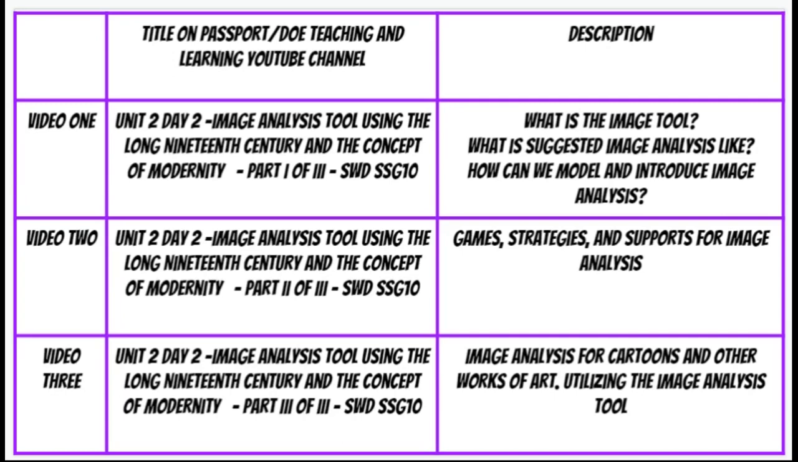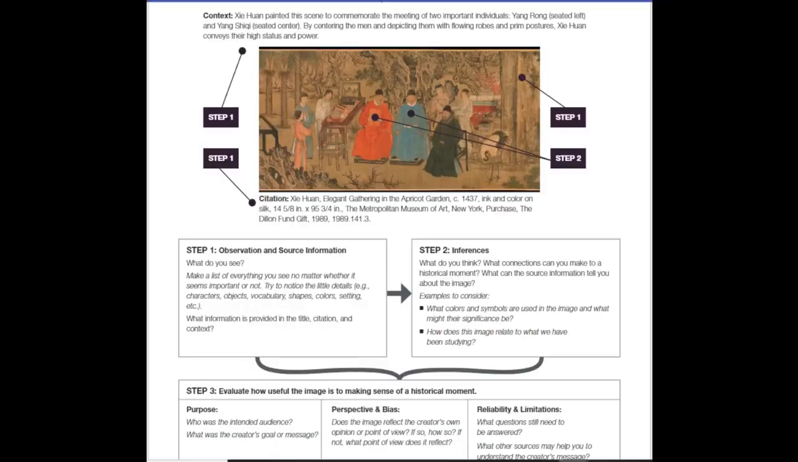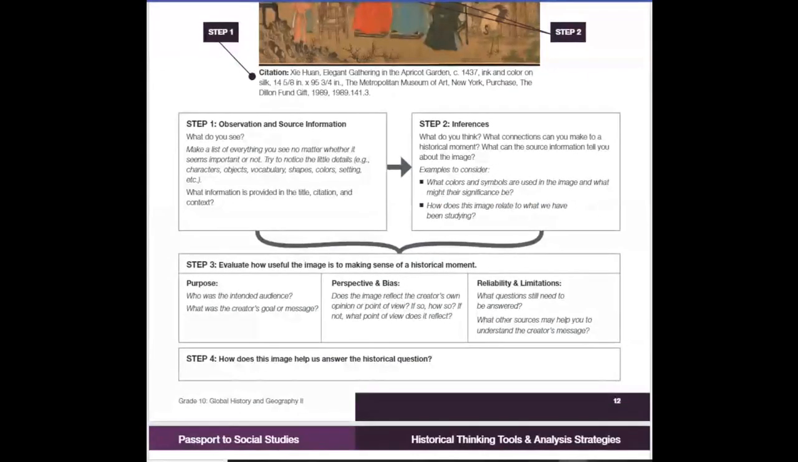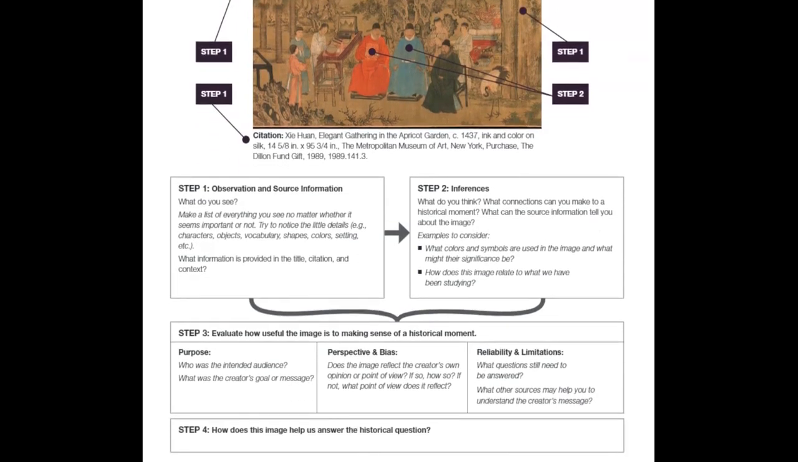So let's dive in. This is from Passport, giving you the specific parts of the image analysis tool. The first step is observation and source information. The second step would be inferences. The third step is evaluation, which is purpose, perspective, and bias, and then reliability and limitations. And then the last step: how does this image help us answer whatever overall historical question there is.